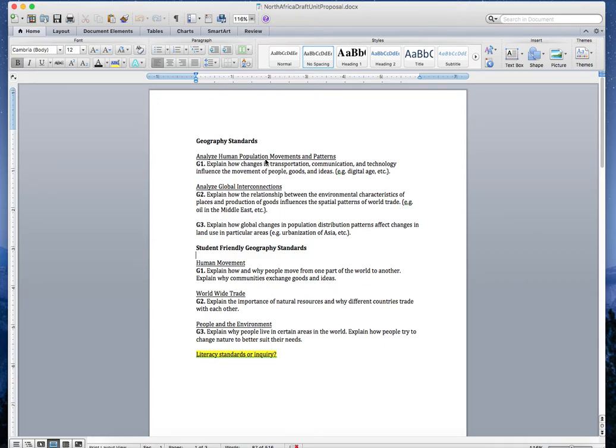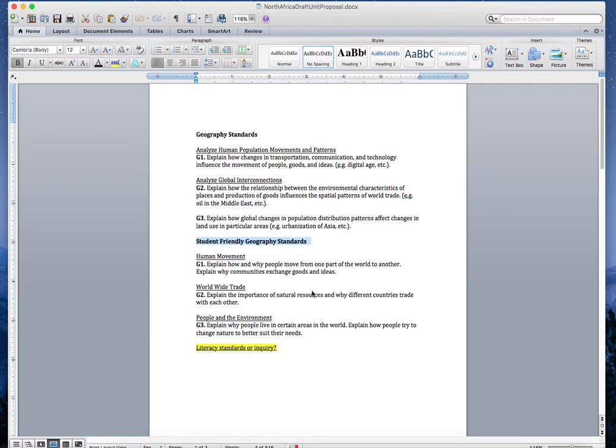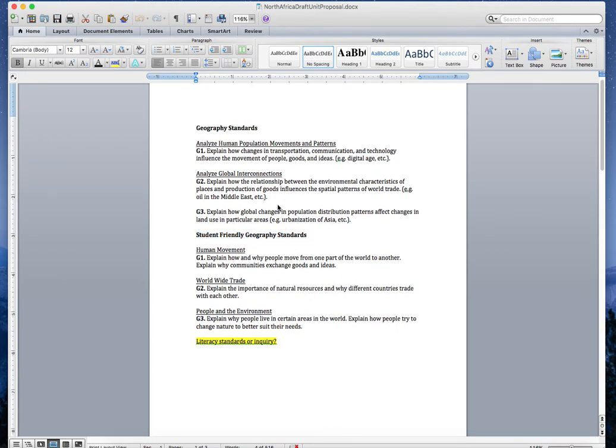So analyze human population movements and patterns. This is my idea of human movement. So it still gets the gist and the heart of what the standard is getting at, but it's phrased in a way that not only 7th graders, but then new teachers would begin to understand. So you have the original wording, you have the student-friendly. These could be like learning targets or learning objectives that you could post. And so the idea would be we would do this for all the different units. So geography, history, civics, we'd have the actual standard and then have student-friendly versions.